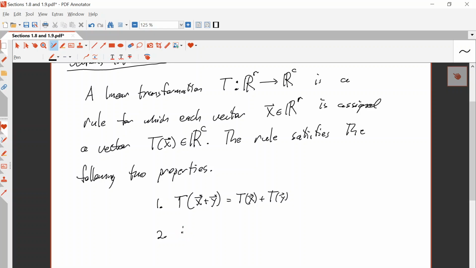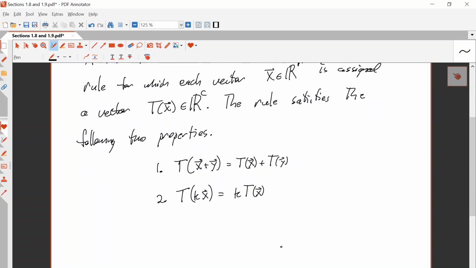And the other property is that T of kx is equal to k times T(x). So we have those two operations for vectors, addition and scalar multiplication. Essentially, addition can be done in the domain or in the range. Scalar multiplication can be done in the domain or in the range without affecting the outcome.